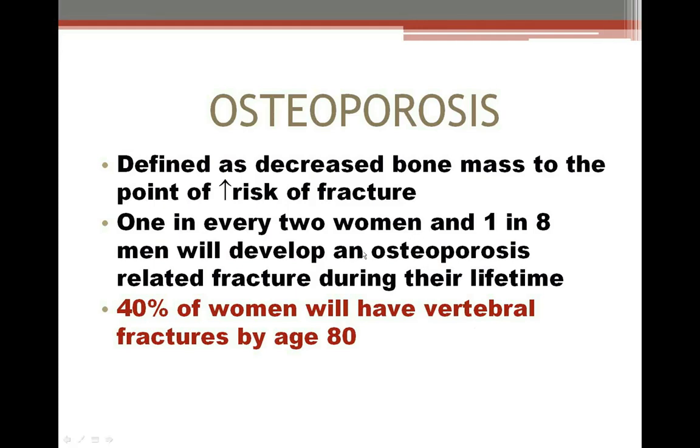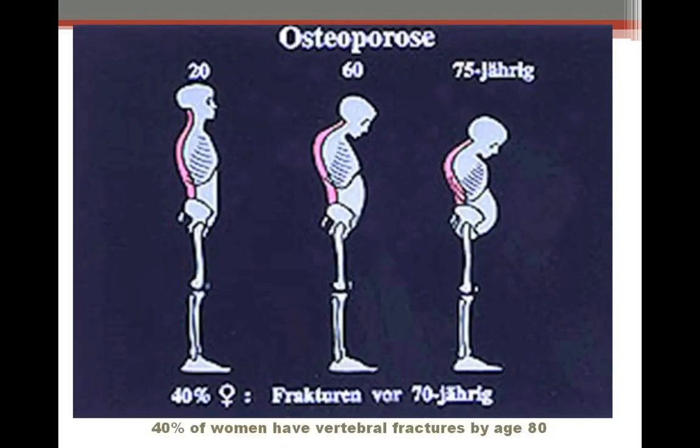Now these terms are defined on bone densitometry, and I'll explain that in a moment. One in every two women and one in every eight men will develop an osteoporosis-related fracture during their lifetime. That's pretty staggering. That's a lot. 40% of women will have vertebral compression fractures by age 80, and the result can be back pain, but the other result is that you'll get shorter.